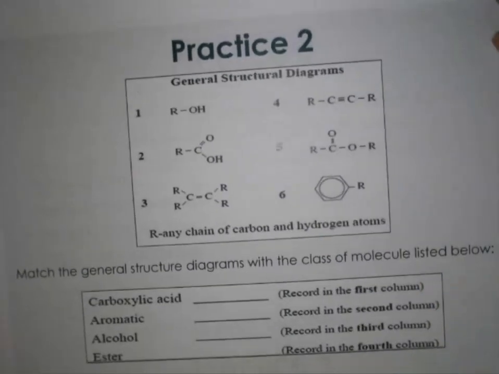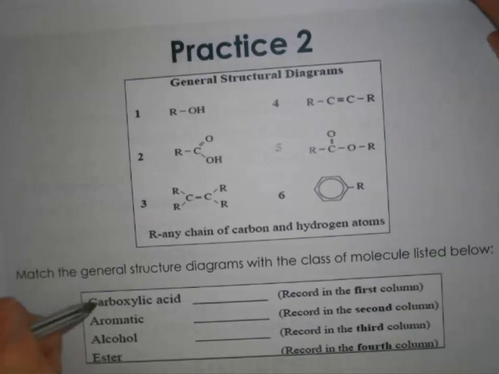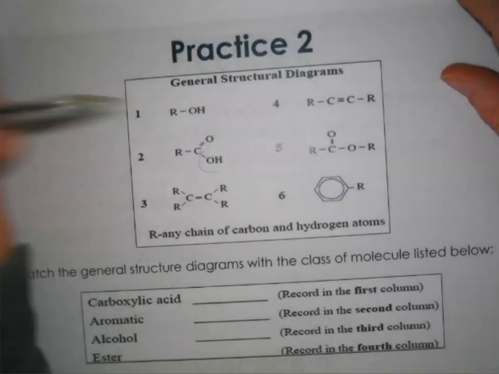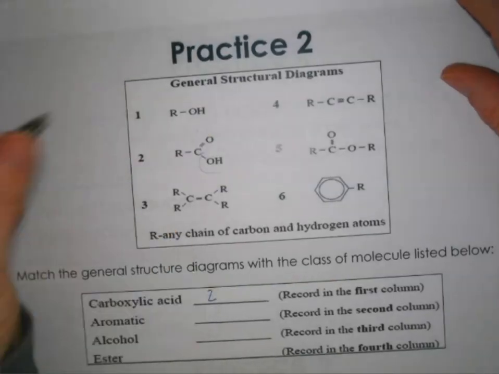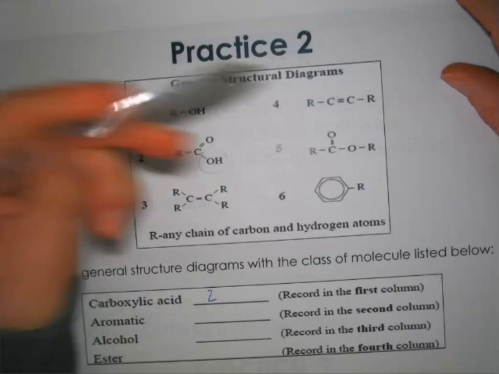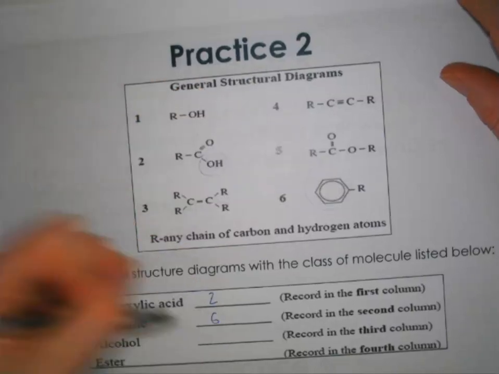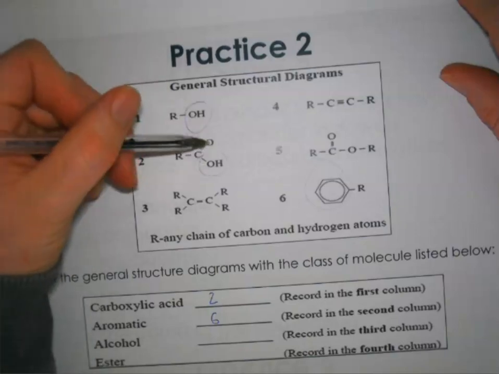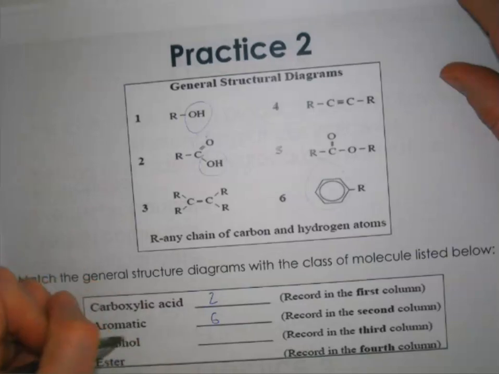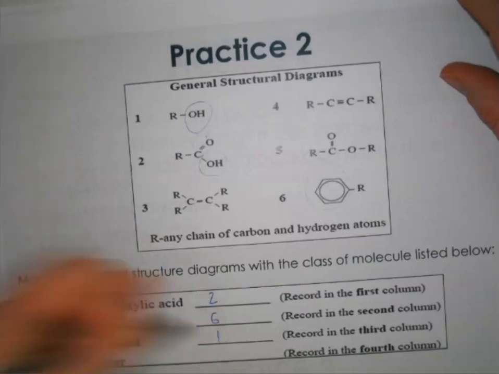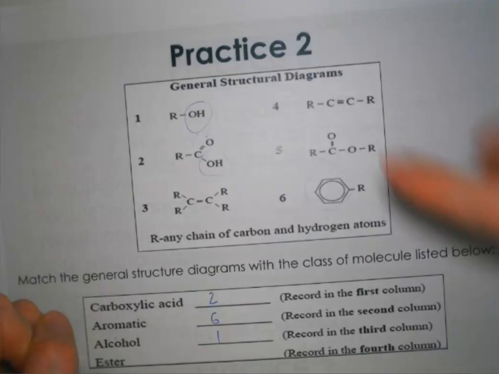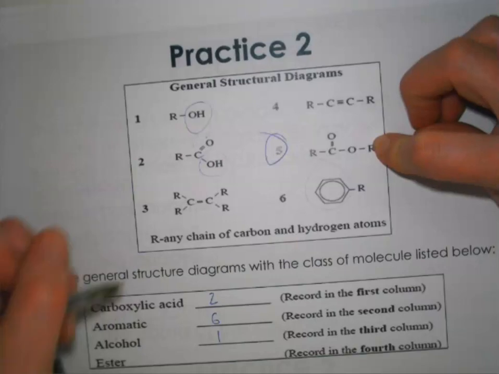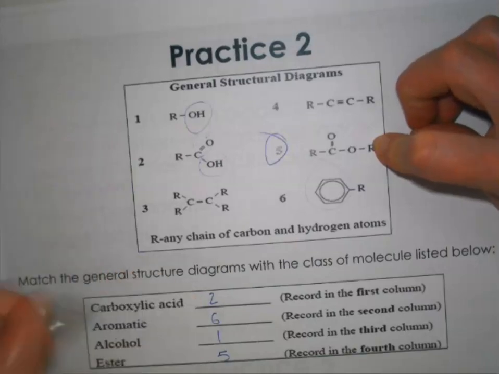Okay, again, so just identifying the class of molecule, carboxylic acid. So remember that's going to have the double bonded oxygen and the hydroxide group, so that should be number 2. For an aromatic, you have to see that benzene ring, so that's 6. For an alcohol, you just need the OH. Make sure that you don't have that double bonded oxygen because that makes it into a carboxylic acid, so number 1. For an ester, we need double bonded oxygen and a single bonded oxygen off that same one with an R group, not an H group off the end. So that'd be number 5.